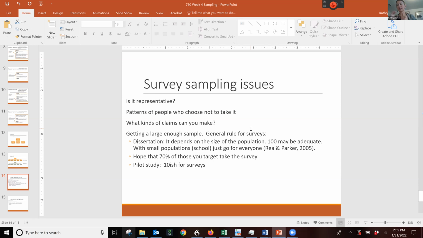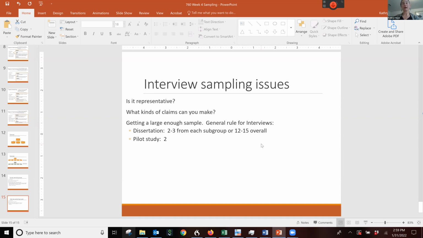Now, in terms of general sizes, it depends so much. It might be half of the people, it might be 70% if you're going for a whole district. If you have a huge population, you might want just a total of 100. So again, we can talk through these numbers. Now for your pilot study, 10 is fine.